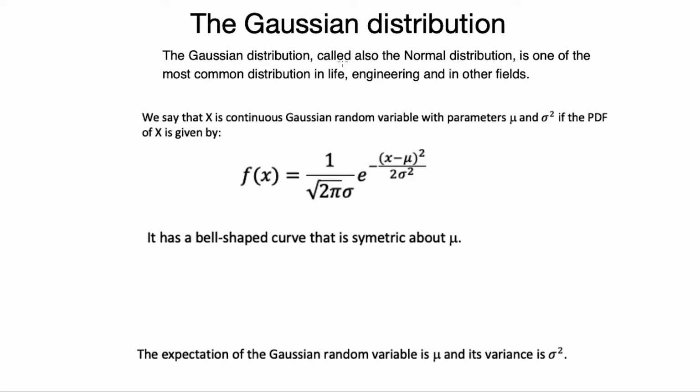Now we will talk about one of the most common distributions in life and in engineering, so it is useful in engineering. It is the Gaussian distribution or the normal distribution. We say that a continuous random variable x is a Gaussian random variable with parameters mu and sigma squared if its PDF is given by 1 over square root of 2 pi sigma times e to the minus (x minus mu) squared over 2 sigma squared. And we note it as x is in the normal distribution of mu and sigma squared as the variance.